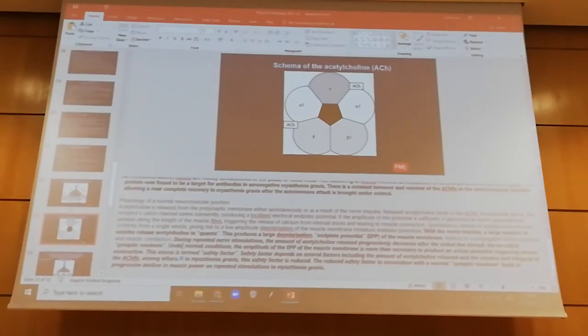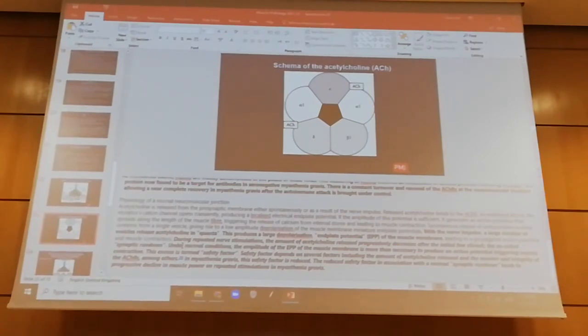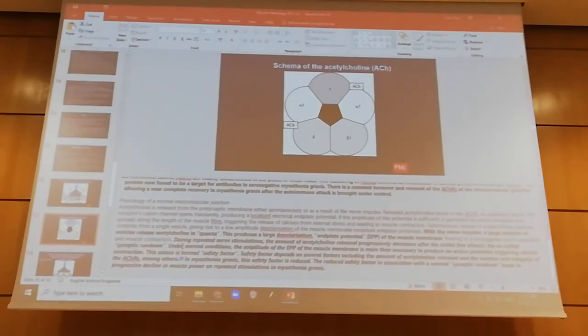Now, what happens in patients with myasthenia gravis is that they have fewer acetylcholine receptors than normal. That, coupled with the synaptic rundown, results in progressive weakness with repeated contraction or repeated movement of the muscles affected by the disease. Did you guys get that?